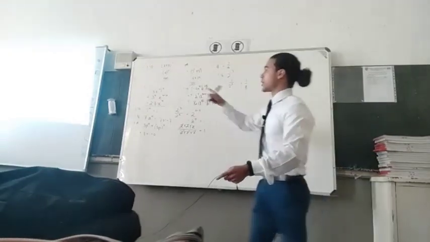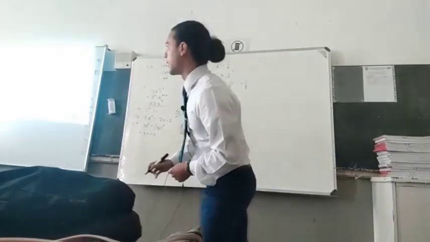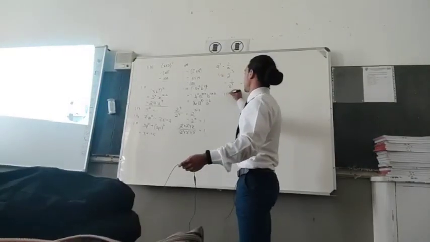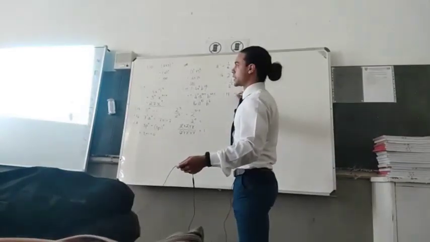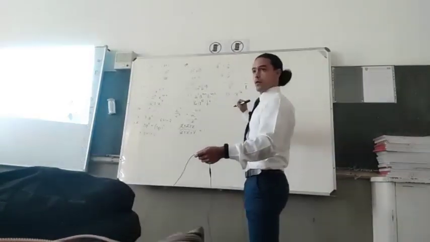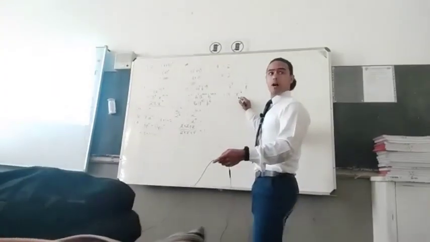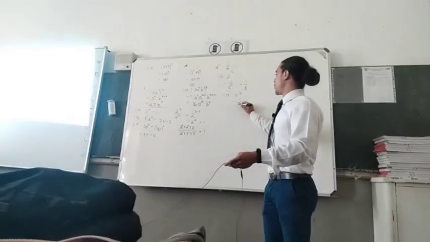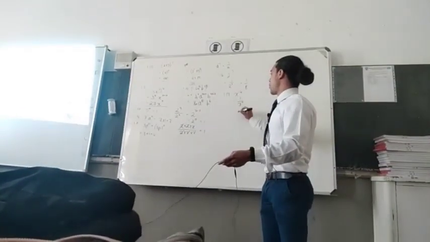Hold on, I'm just gonna finish that. 1.17, it's x to the power of negative 4, right? What is that gonna become? 1 over x to the power of 4.